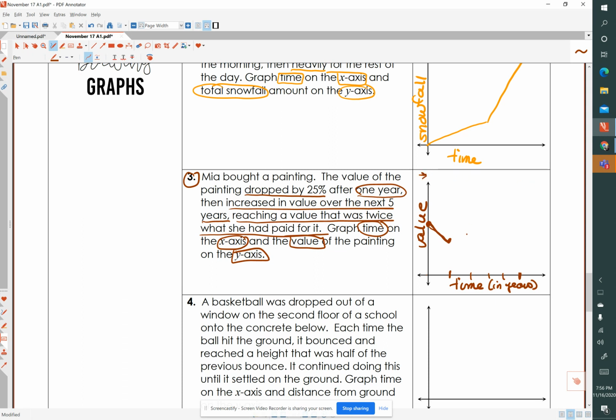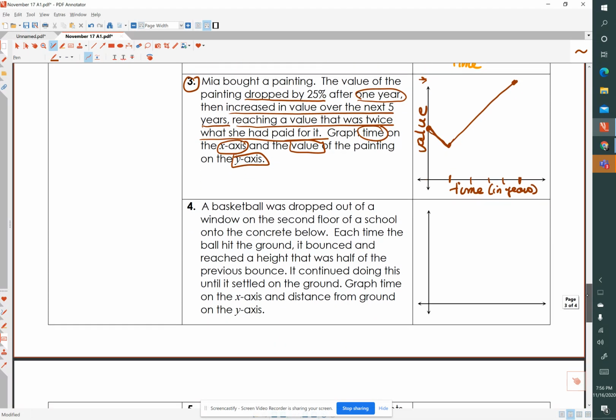So I'll put that, and I need that to be at 5 years. So I'm going to put that right here. So over the next 5 years, it reaches a value of twice of what it was. So that's the graph of that scenario.